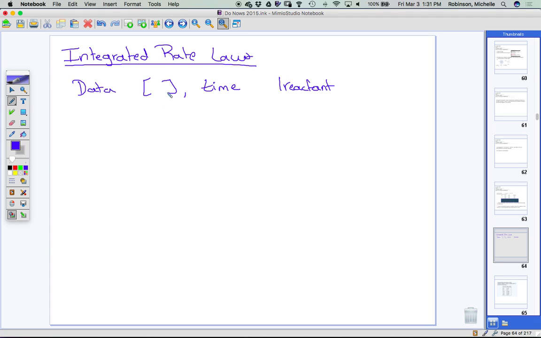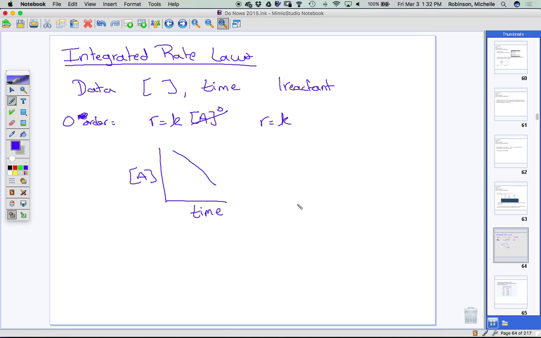Bottom line, if it's a zero order rate law, what does the expression for the rate law look like? Right, because it would be k times A to the 0 power, and A to the 0 power is 1. So it's just rate equals k. So a plot of concentration of A versus time will give you a straight line, and that's on your notes, right?